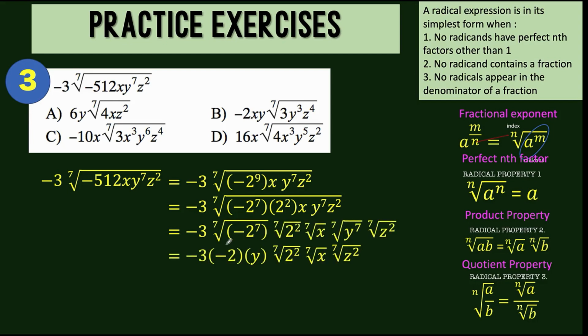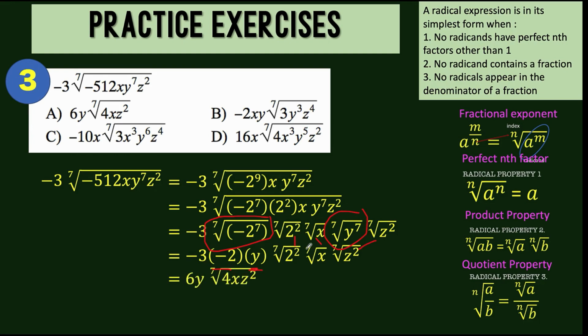So the 7th root of negative 2 to the 7th is negative 2. The 7th root of 2 squared is just copied. The 7th root of x is just copied as well. The 7th root of y to the 7th becomes this y, and the 7th root of z squared is just copied. So only this part and this part are simplified as these two factors. All the rest are just copied. Then multiply negative 3 times negative 2 times y to get positive 6y.